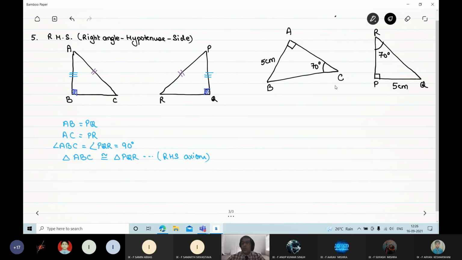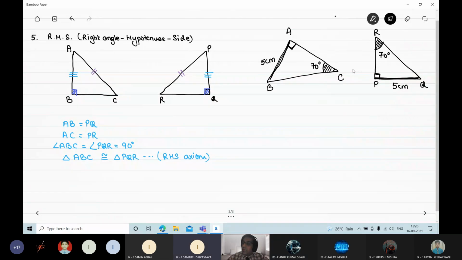Let's say these are the two right angle triangles, children. Now you see one angle is 90 degrees. Here also one angle is 90 degrees. The other angle is 70 degrees. The angle here is also 70 degrees. And one of the sides has length AB. And here also one of the sides has a length of 5 centimeters, which is equal to AB. So are these two triangles congruent?